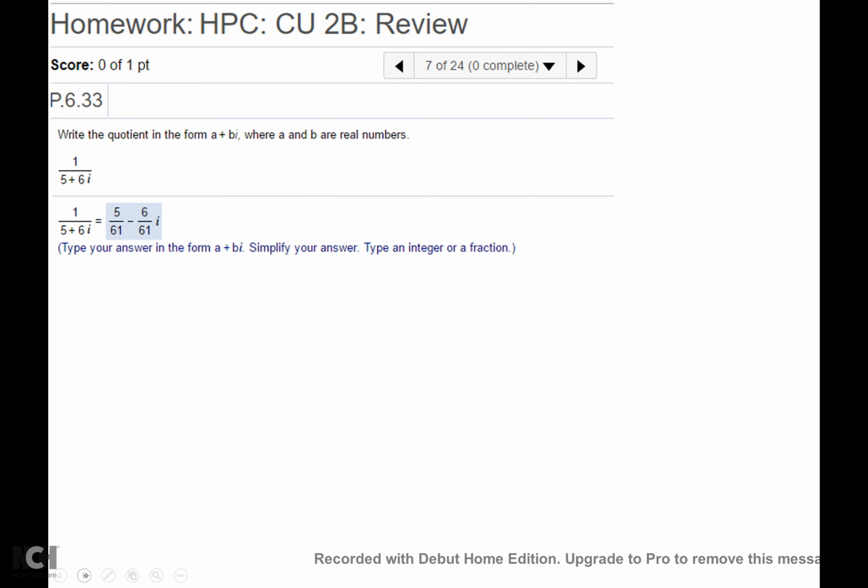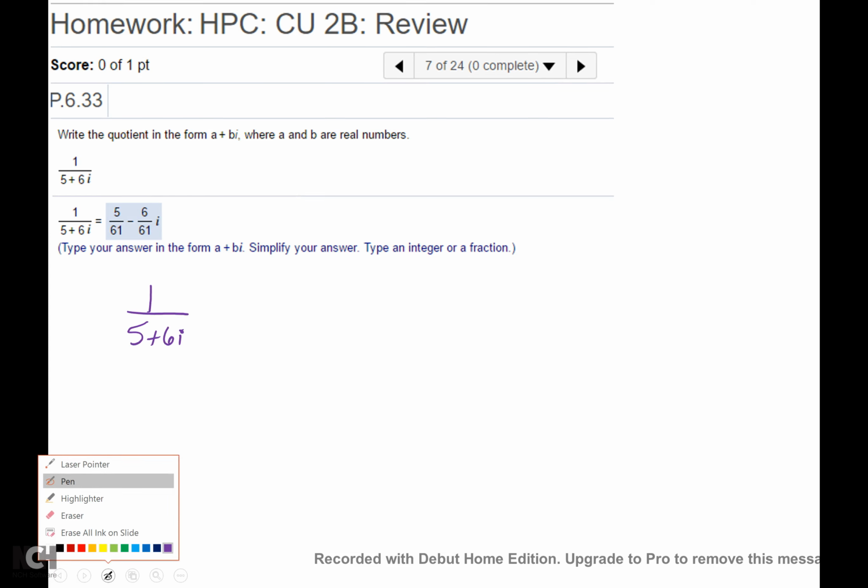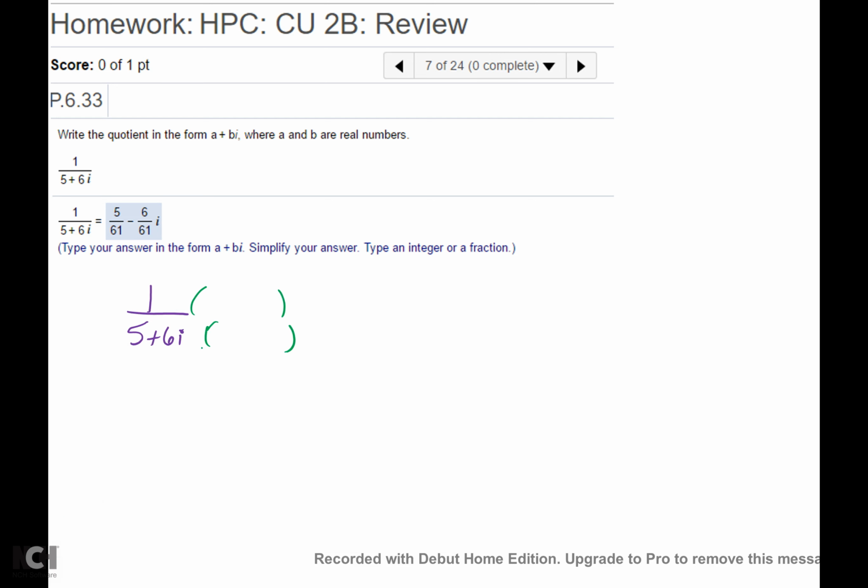Okay, it says write the quotient in the form a plus bi, where a and b are real numbers. They're telling you to divide, but they can't really say divide because you can't divide by i. Okay, so what you do is you rationalize the denominator, which means we're going to multiply the top and the bottom by the conjugate of the bottom, which would be 5 minus 6i. I don't care what's on top, whether there's an i on there or not, it does not matter. To rationalize a denominator, you multiply the top and the bottom by the conjugate of the bottom.